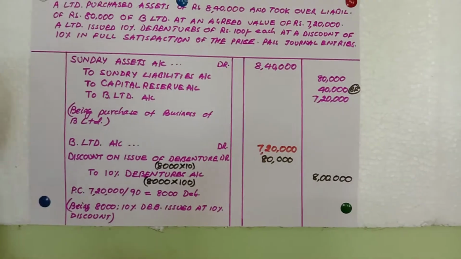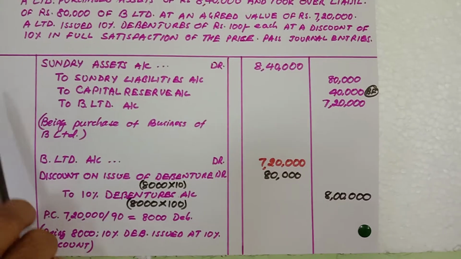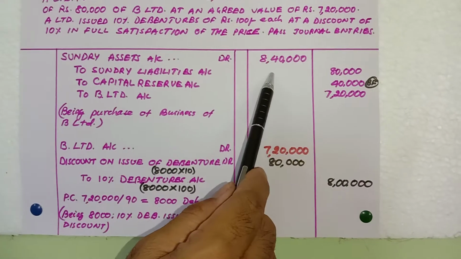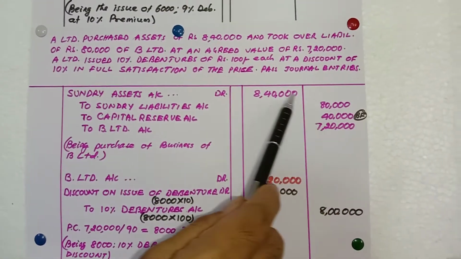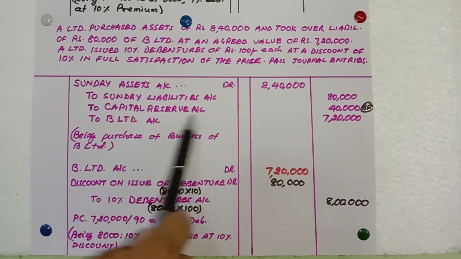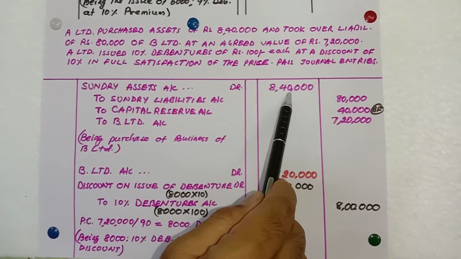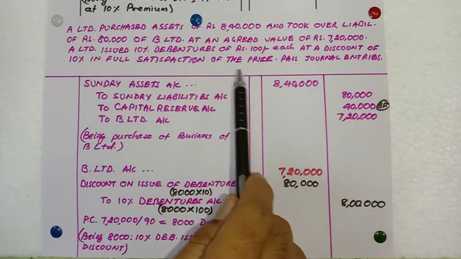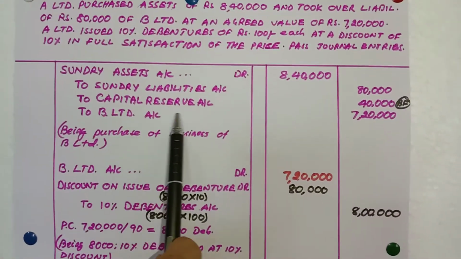Now let's see how the journal entries are written. Basically it is again a repetition of the previous question, but a slight change is there. Now sundry assets, how much? 8,40,000 rupees. Sundry liability 80,000 rupees. Then leave the gap. B Limited purchase consideration is 7,20,000. Now you have 8,40,000, 7,20,000 and 80,000. Now when you balance, you get 40,000 as the balancing figure. This is called capital reserve.